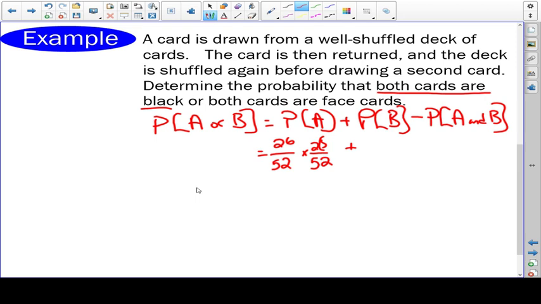Now B is both cards are face cards. How many cards are face cards?